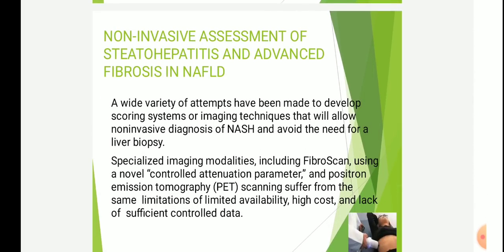So this is again an important one. Nowadays they do fibroscan in people with chronic alcoholism. They get ultrasonography done, and when there is fatty liver or fibrosis, they again undergo fibroscan. So that's the latest trend in such patients. Then PET scan, that is positron emission tomography scanning, suffers from the same limitations of limited availability and high cost. So very costly. So these are all the imaging modalities.